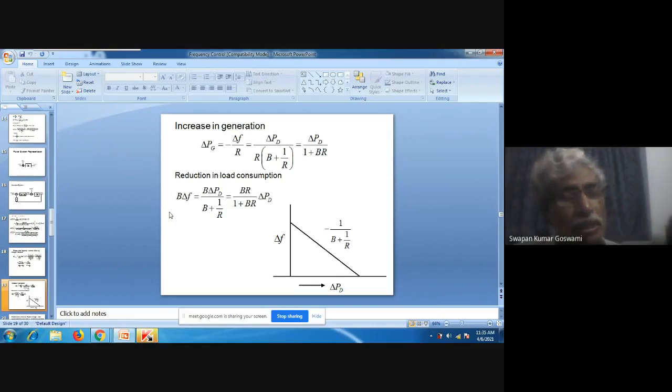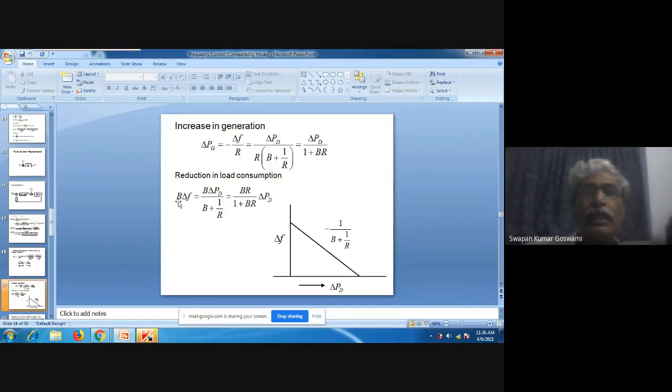So what we can say is that this particular parameter B is perhaps behaving as a damper to the frequency variation. That means when the load increases, frequency decreases, but the frequency reduction is somewhat checked by the action of this B.